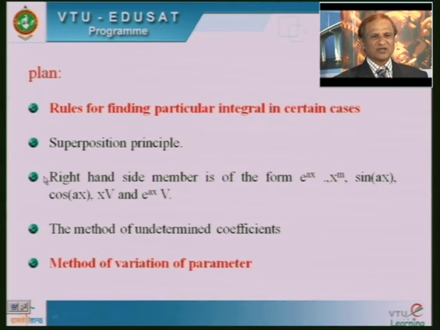As I have mentioned, today we shall discuss the non-homogeneous equation, so it is understood that the right hand side member is not equal to 0. What is the form of the right hand side member? It may be of various types. For example, it may be of the type e raised to ax, where a is some constant, or of the type x raised to m, or sin ax, or more generally sin of (ax plus b), where a and b are some constants.